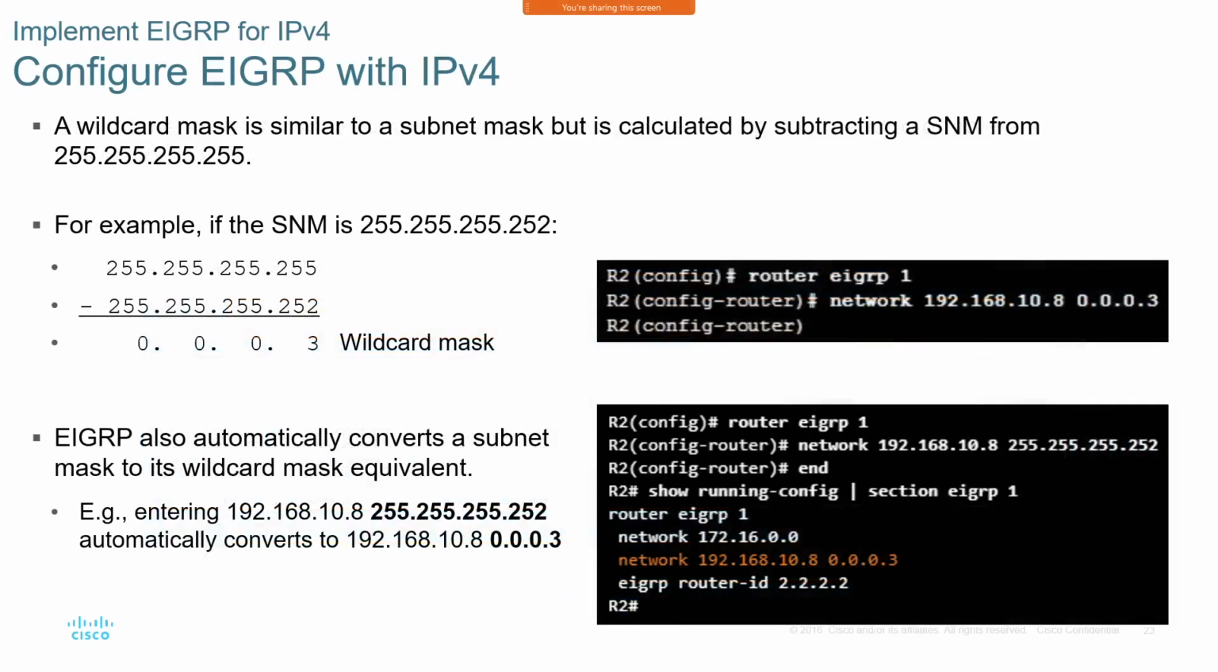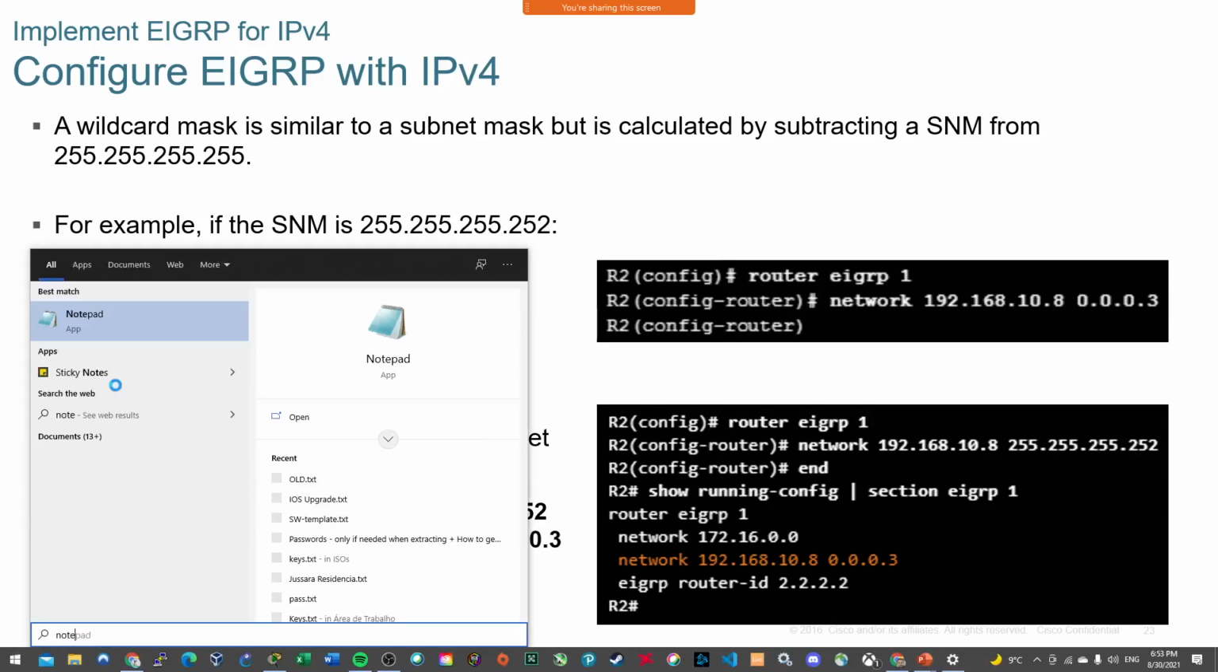A quick one, what is a wildcard mask? For some of you, this is going to be a review. For some of you, it will not. A wildcard mask is just the inverse of a subnet mask. So in order to find what the wildcard mask is, we take all 255 addresses and we subtract the subnet mask. And that's how we find the wildcard mask.